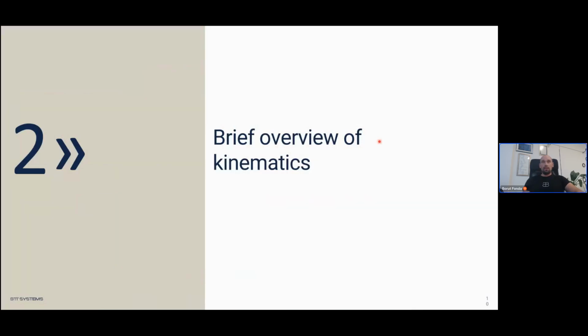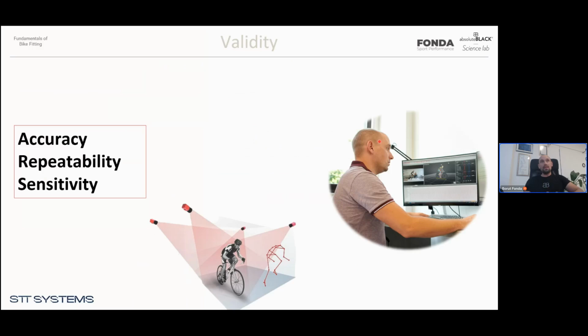So, a brief overview of the kinematics. What you want from your system, regardless of what you're using, be it a manual goniometer, is it your iPhone or an application within your iPhone, is it a tablet, a high-speed camera, or a very expensive motion capturing system like Vicon for several 100,000 euros? There are three criteria that need to be met. One is accuracy, repeatability, and sensitivity.